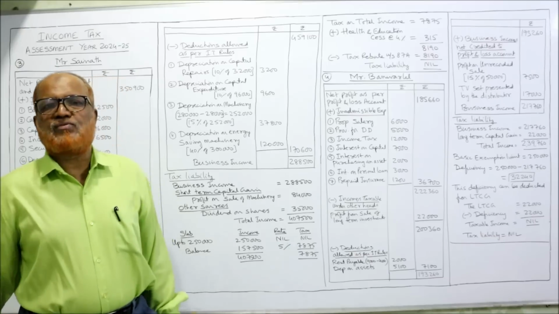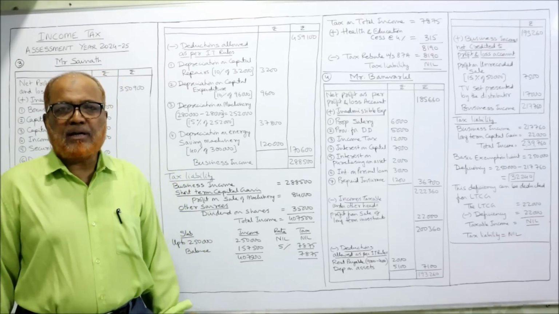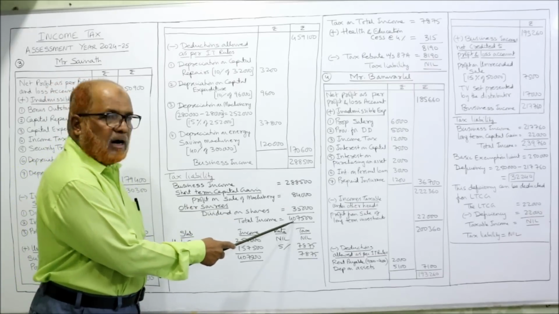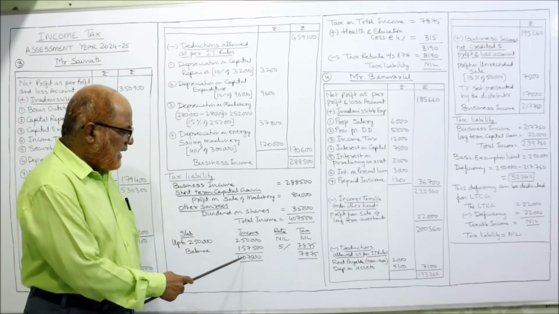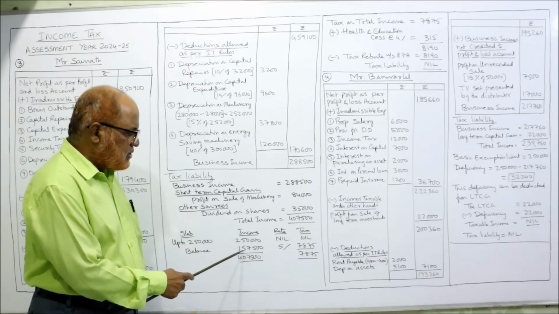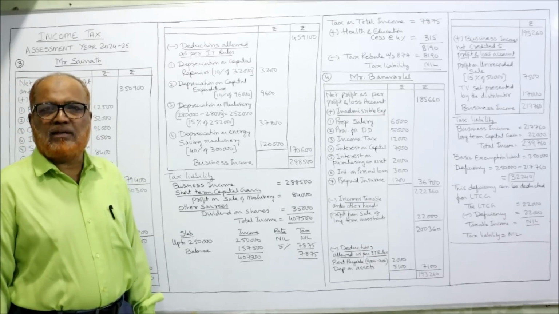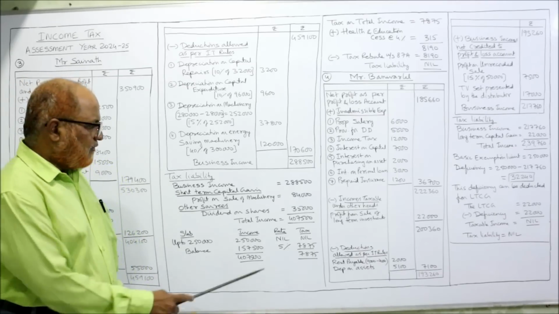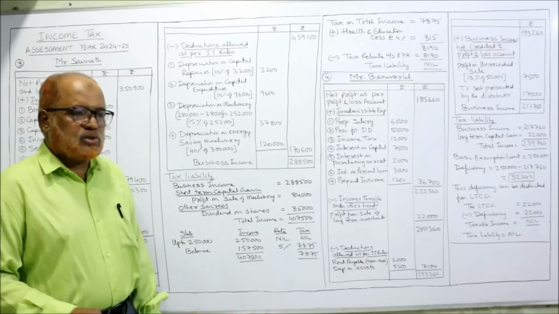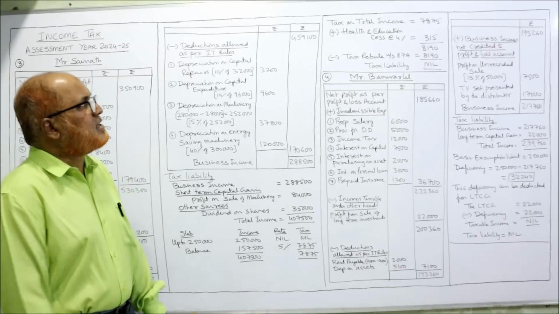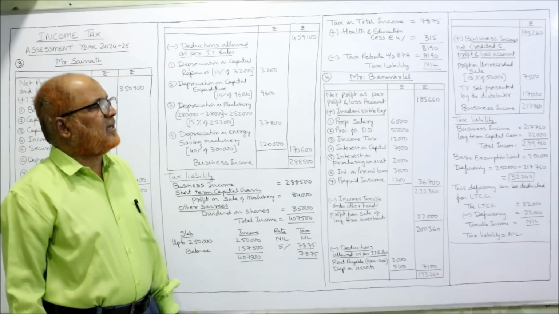The second slab goes from 2,50,001 to 5 lakh. But our income is not going up to 5 lakh. Our income is only 4,07,500. So we'll take the balance. 4,07,500 minus 2,50,000, the balance is 157,500. On this, the rate of tax is 5%. So 5% of 157,500 is 7,875. So tax on total income is 7,875. Health and education cess 4%, 315, total 8,190.